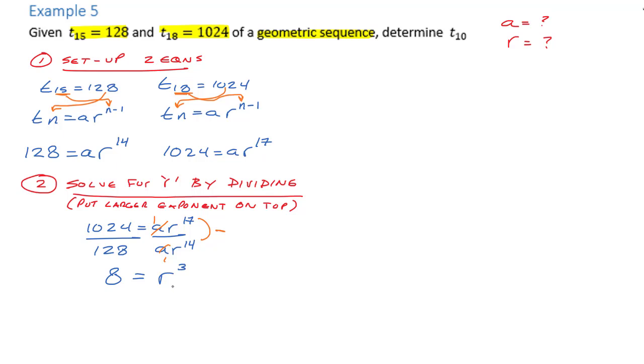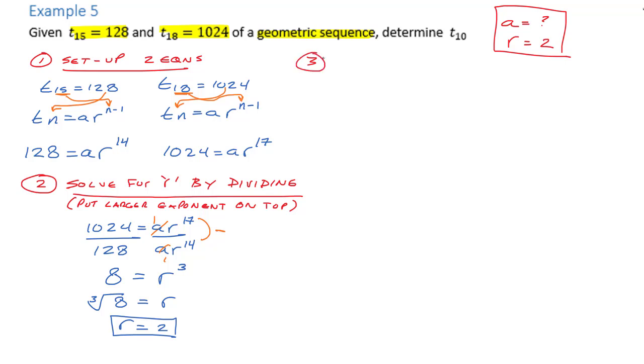Now, how are we going to solve for R to the power 3? We're going to use the third root. So what's the third root of 8? Well, what number times itself 3 times gives you 8? It's 2. So there you go. R is 2. Cool. So we got our first piece of information here. R is 2. All right, now we just need to find A.